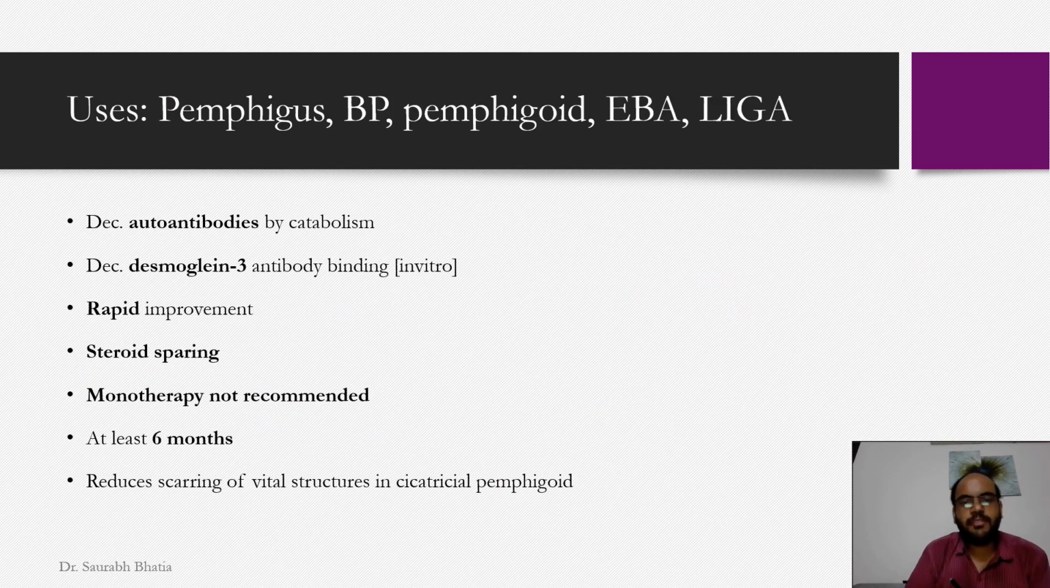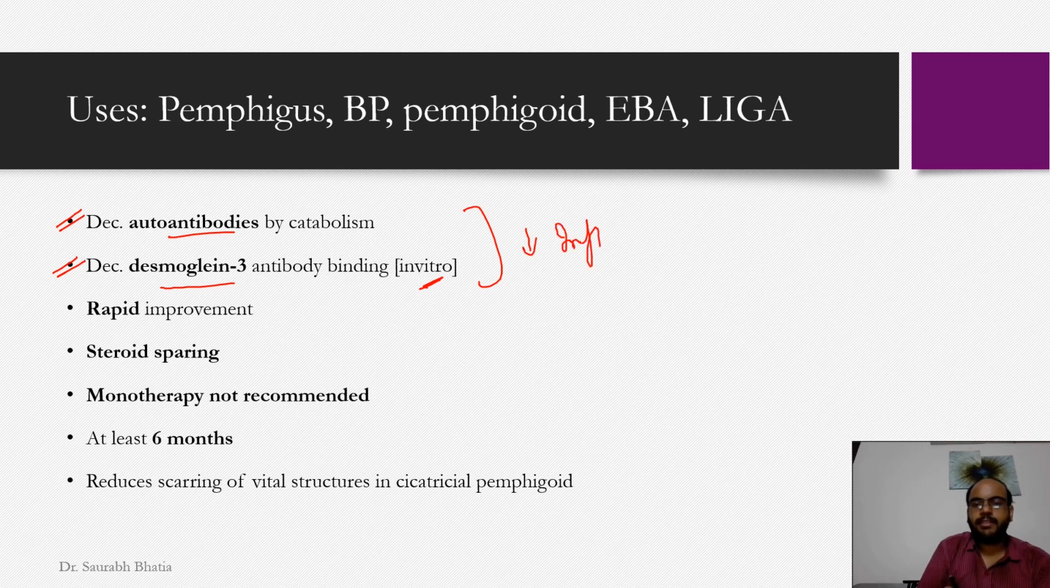In pemphigus, bullous pemphigoid, cicatricial pemphigoid, epidermolysis bullosa acquisita, linear IgA disease, majorly the autoimmune mediated blistering disorders, the IVIg decreases autoantibodies by catabolism. It decreases the binding of desmoglein 3. However, the decrease in binding is seen in vitro only. In vivo studies have not shown it that much. Only in mouse models have we seen that desmoglein 3 antibody binding is decreased. And this leads to decreased inflammatory damage in blistering disorders. There is rapid improvement, very fast improvement. It is a good steroid sparing agent.